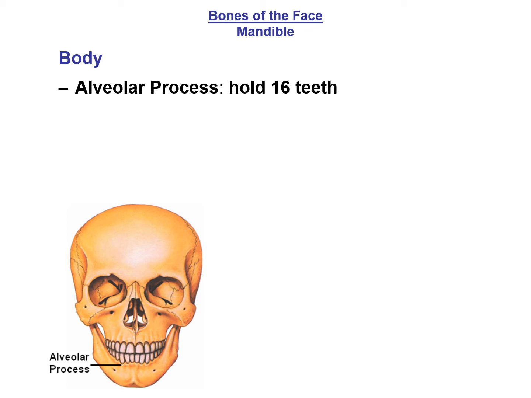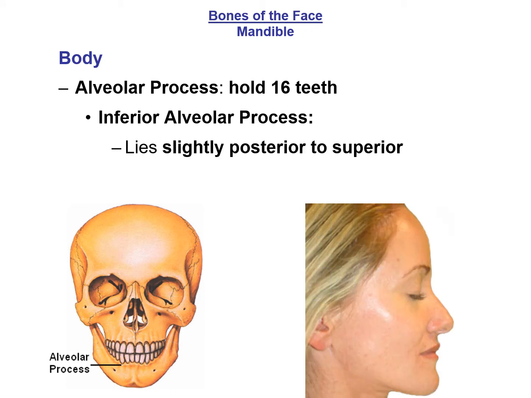Now, when you compare the alveolar process of the mandible to the alveolar process of the maxilla, the inferior or mandibular alveolar process lies slightly posterior to the superior. And what that means is that everyone normally has a very slight overbite. So the teeth don't touch technically. When you close the mouth all the way, your inferior incisors will be behind your superior incisors.